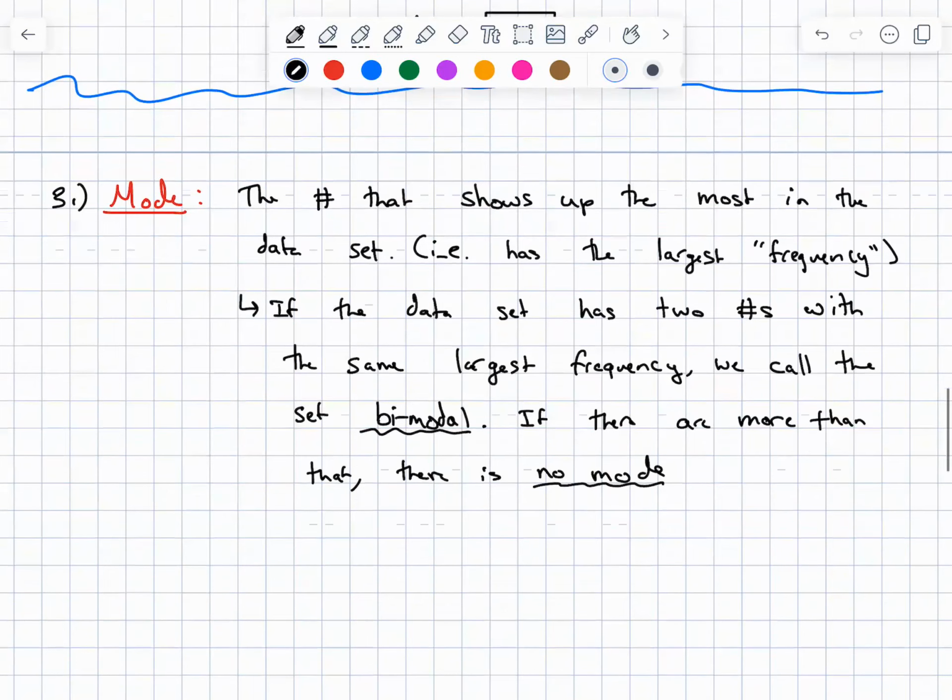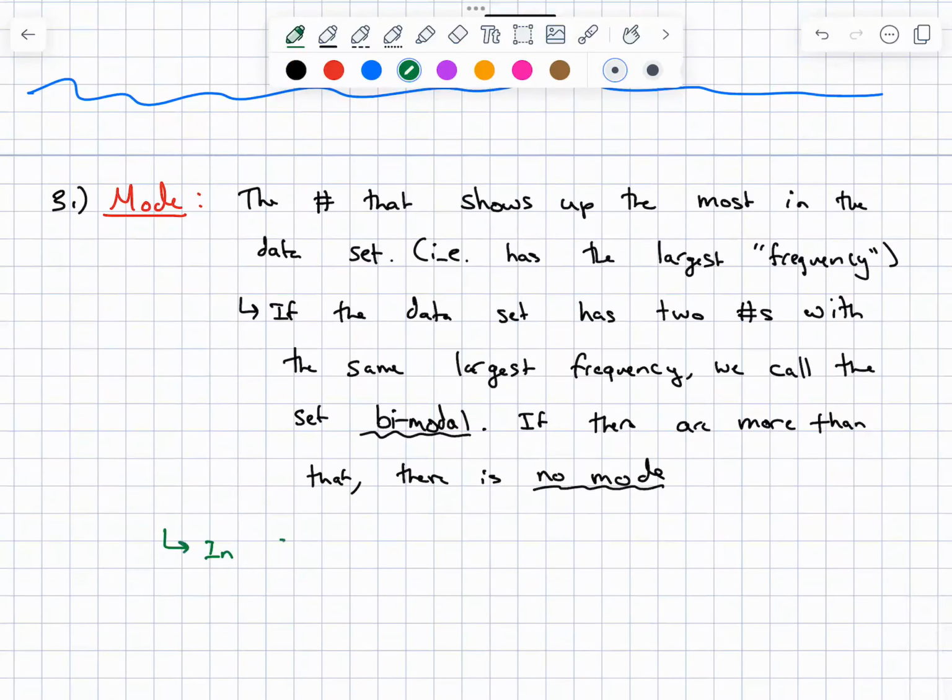So in our example, I'm going to rewrite the data set. It was 15, 32, 15, 42, 100, and then 27. So 15 is the only one with any frequency. Everything else has a frequency of 1. This is the only one that has a frequency that's not 1. So the mode is 15.